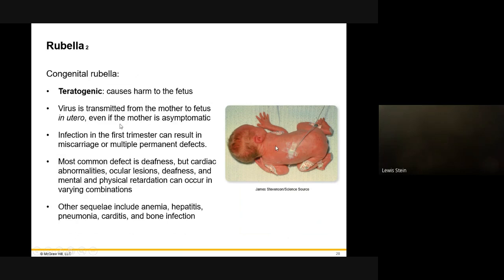Mother to fetus in utero, even if the mother is asymptomatic, infection in the first trimester: miscarriage, multiple defects is what we saw. Deafness, number one. All these other things that can occur with regard to it.